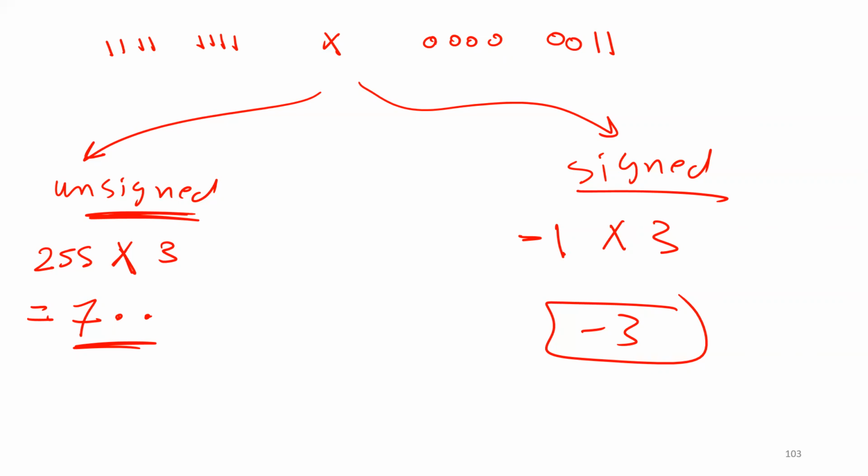Sometimes it doesn't matter. For example, in data transfer, I didn't tell you we have data transfer for signed or for unsigned, simply because it doesn't matter. In data transfer, you just copy bits. It doesn't matter if it's signed or unsigned. Is that okay?